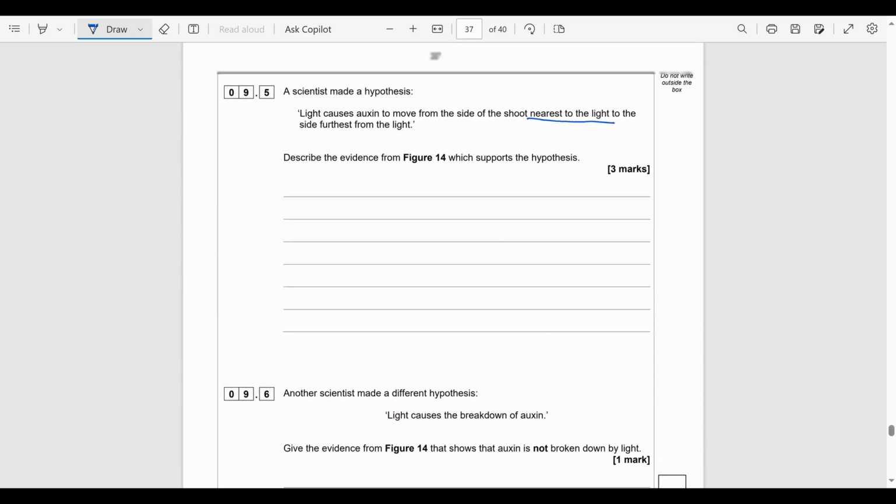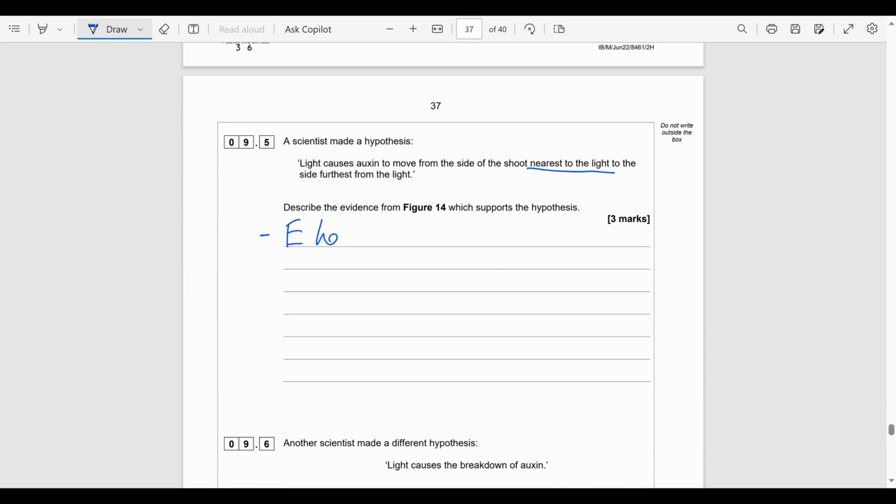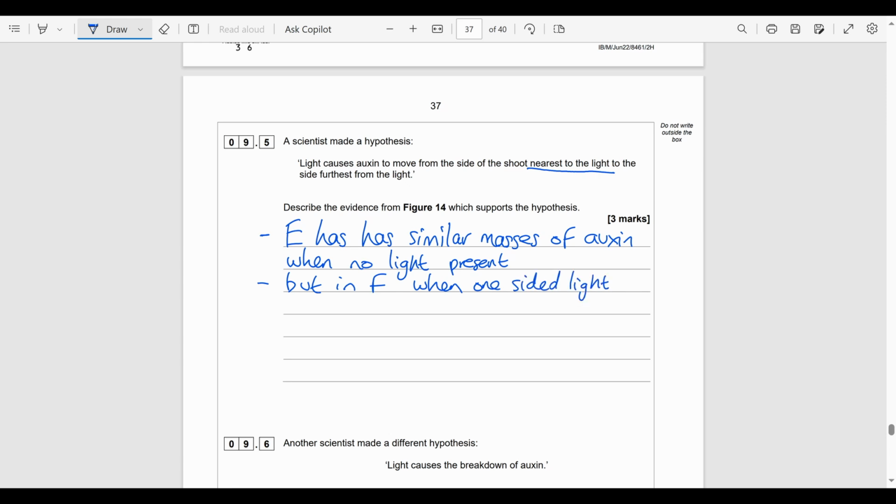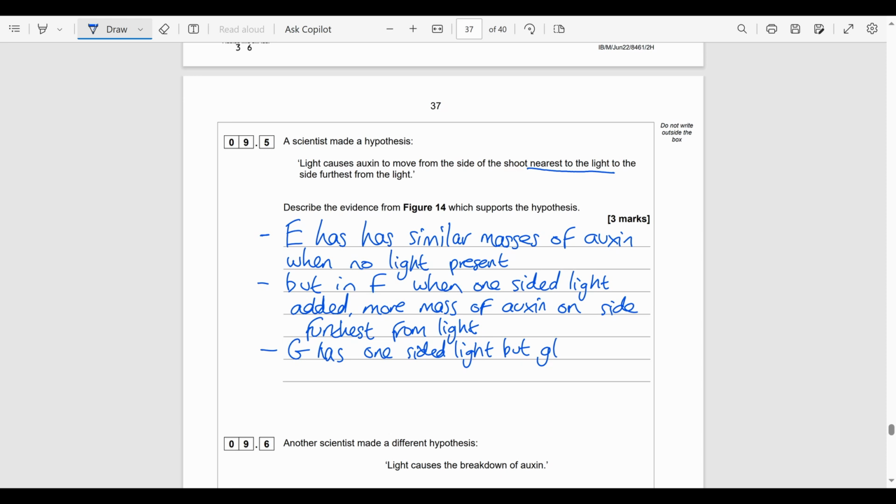So let's say again, E has similar masses of auxin, but we have to say there's no light present. But in F, when one-sided light is added, more mass of auxin on the side furthest from light. And then again, G can support that even further. In G, G has one-sided light, but the glass block prevents auxin diffusing to side furthest from light.